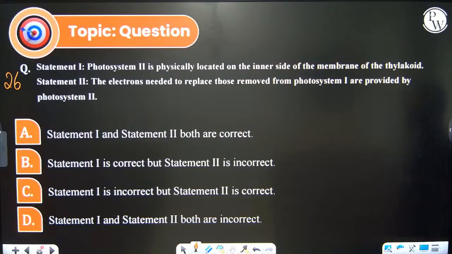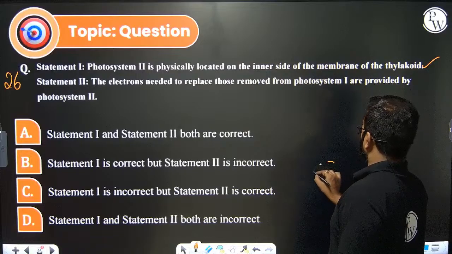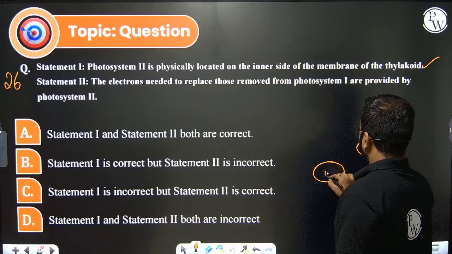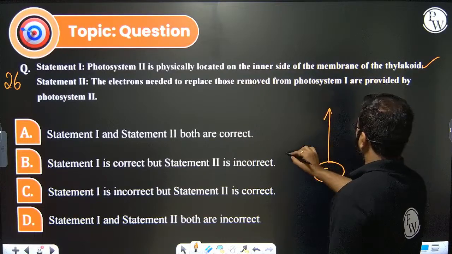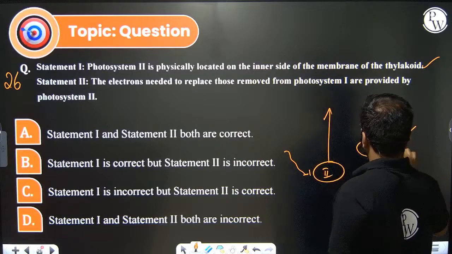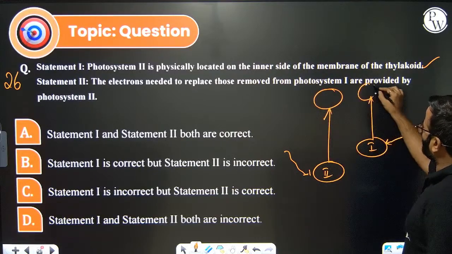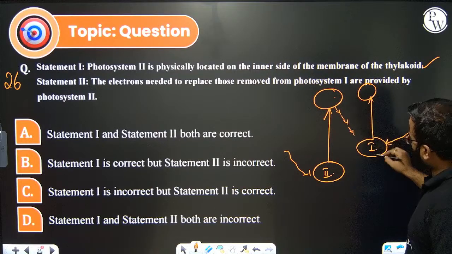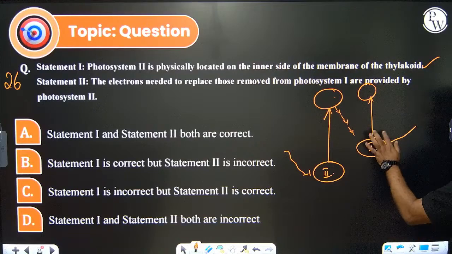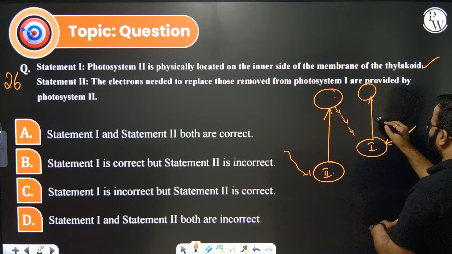Photosystem 2 is physically located on the inner side of the membrane of the thylakoid, which is true. The electrons needed to replace those removed from photosystem 1 are provided by photosystem 2. This is our Z scheme. The electrons will get excited when sunlight falls on the systems. What will happen when this gets excited? The electrons will be given to photosystem 1. But when the sunlight falls onto this, it also loses electrons.